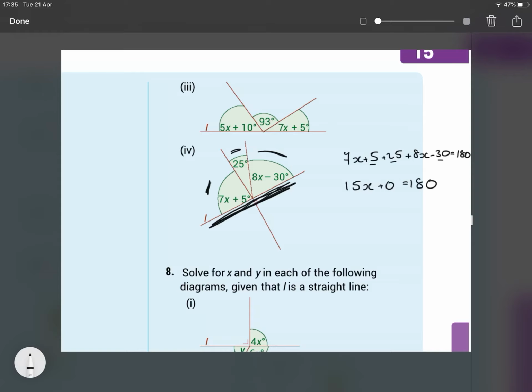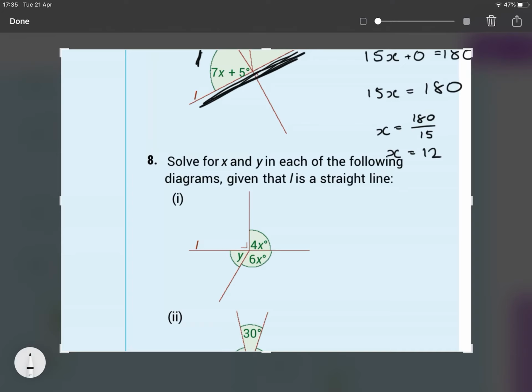If there was a number here, you'd obviously bring this across to help you keep the numbers at one side and the variables at the other side. But right now we just have 15x equals 180. So x is going to be equal to 180 divided by 15, so x is going to be equal to 12 for this question. So that is how you do part 4 of that question, because everything else should follow a similar enough structure.